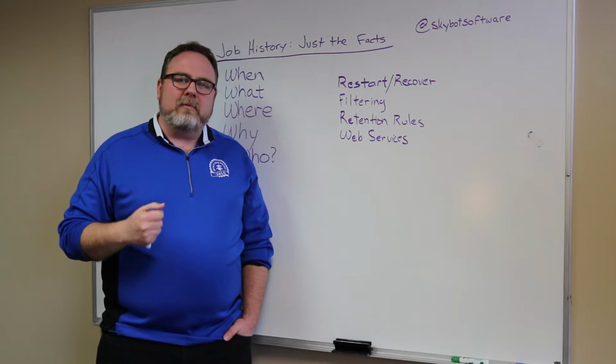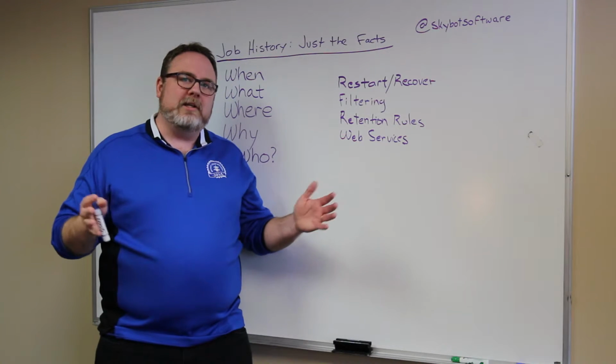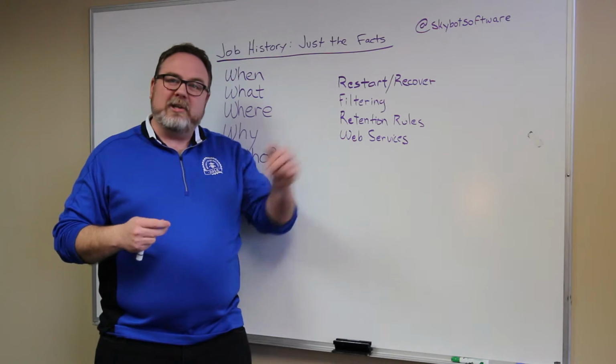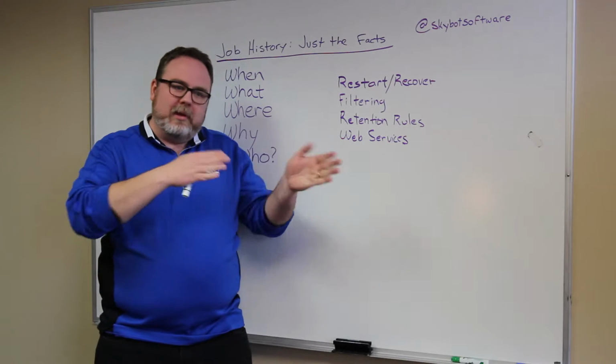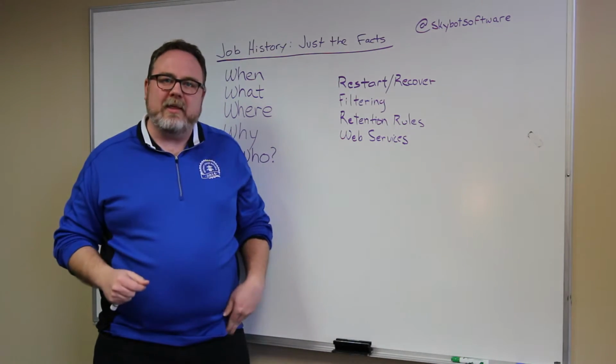So where is important because you need to know, did this job run on one agent? Did it run on a whole bunch of agents? Or did it run on a particular agent in a load balanced group? The scheduler picks out the one that's the least busy and runs the job there.